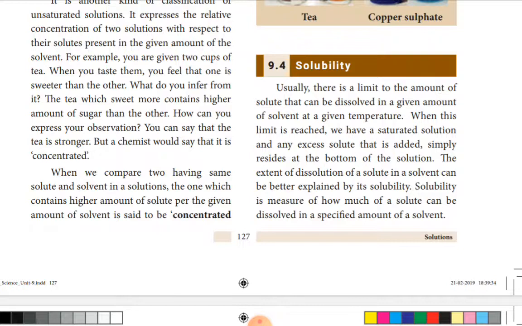So what is called solubility? It is the measure of how much solid can be dissolved in a specified amount of solvent. It is the measure of how much salt or how much sugar can be dissolved in a specified amount of solvent. For example, specified amount means we take only 100 gram of water. So how much salt can be dissolved in 100 gram of water, or how much sugar can be dissolved in 100 gram of solvent. That gives the solubility of that solid.